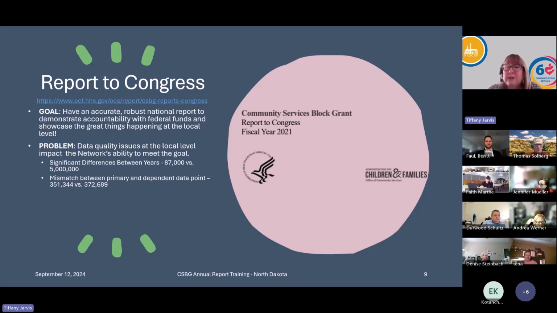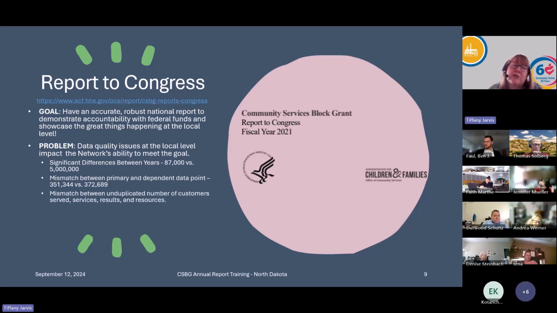Mismatch between primary and dependent data points, and we'll talk a little bit more about those. In this particular case, the primary and the dependent data point should be equal to each other. And in this case, they're not equal. And so when we're reporting this on the national level, it looks like the sum of everything, the primary, is smaller than everything that went into it. When that's not the way it's supposed to be, this one should be equal. They should be exactly equal. And it'll make more sense when we start getting into some examples.